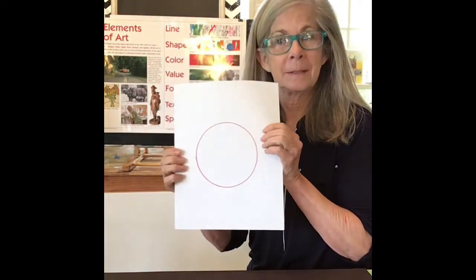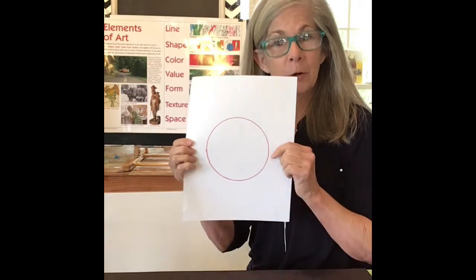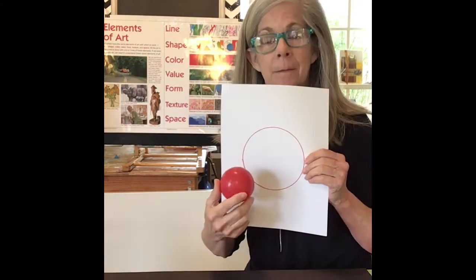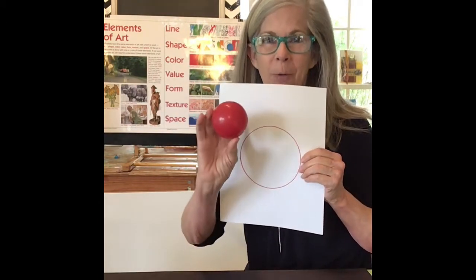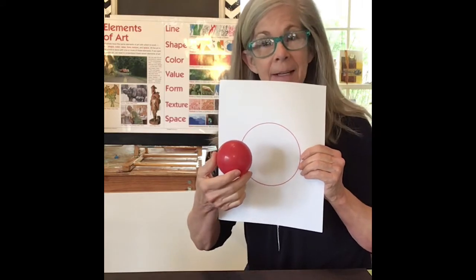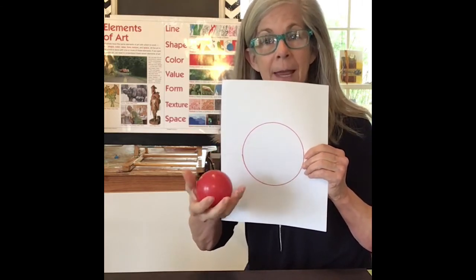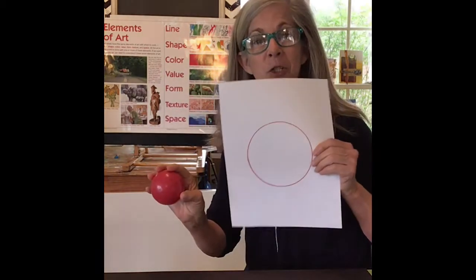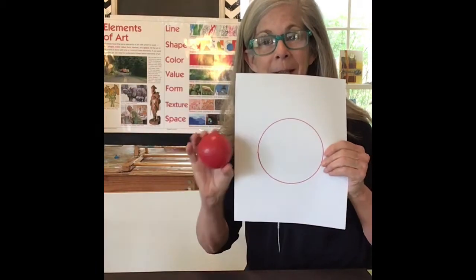Remember, form refers to something that has all three dimensions: height, width, and depth. And we know the difference between a shape. Here's the shape of a circle, and a form. This sphere, or we call it a ball, isn't flat. It has height and width and depth. So this is a form, this is a shape, a circle, and a sphere.